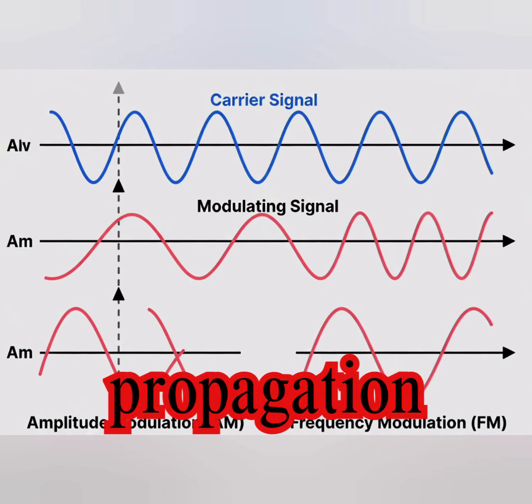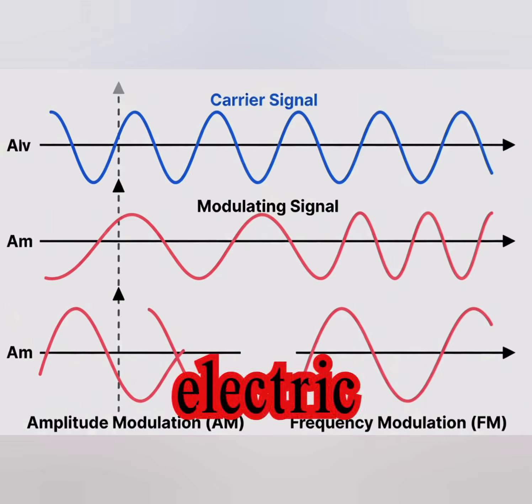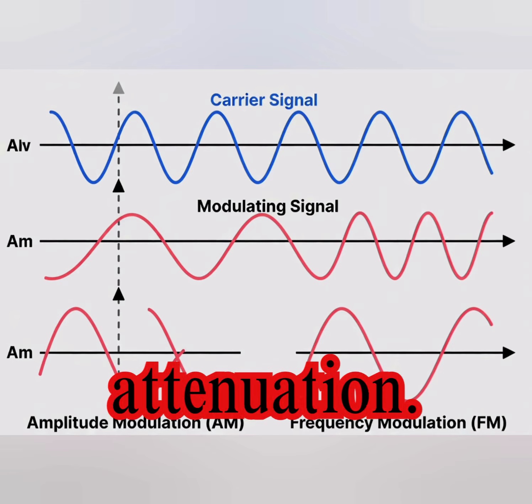2. Propagation. Radio waves are electromagnetic waves with oscillating electric and magnetic fields perpendicular to each other and to the direction of travel. They propagate through air, vacuum, or other media, with varying attenuation.